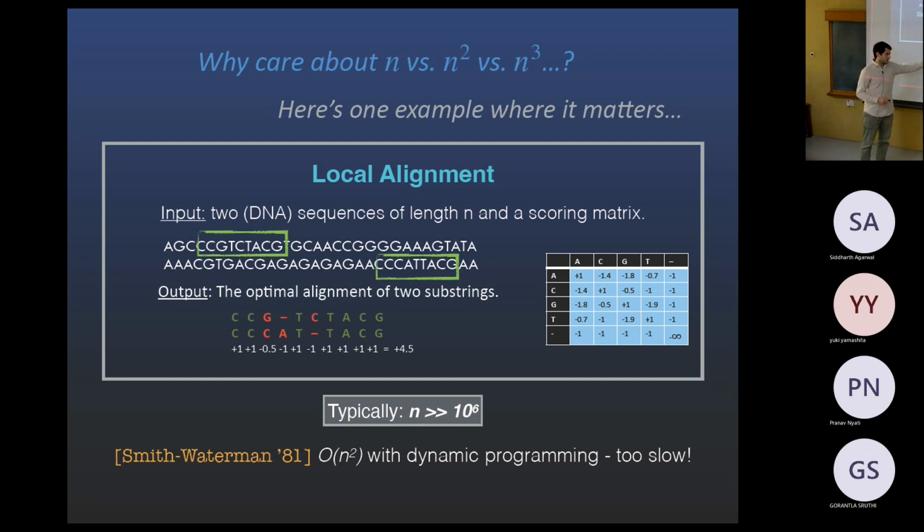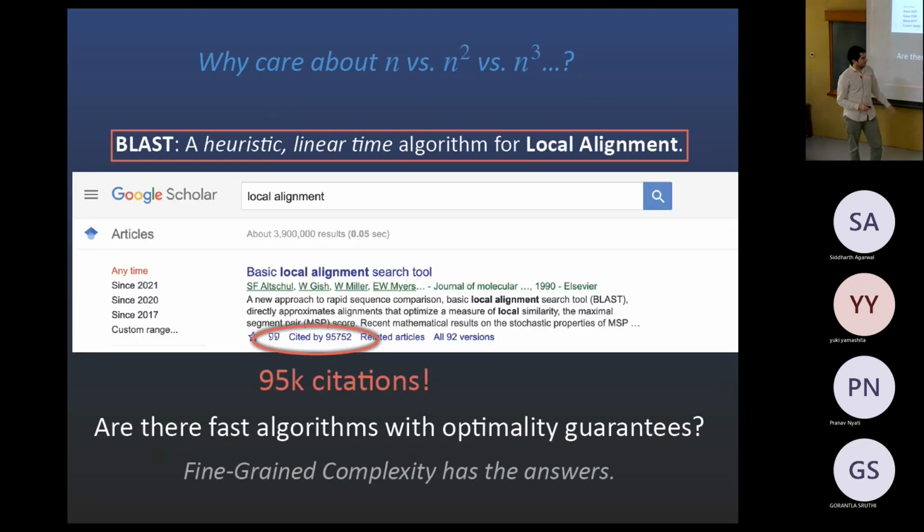And typically you want to solve it on huge data, so this n squared is really impractical. If you Google Scholar the name of this problem, you get this other paper solving this problem. It's one paper solving one problem with one algorithm called BLAST. It's heuristic, so it's not guaranteed to find the optimal answer according to the way the problem was defined, but it's linear time as opposed to quadratic. And this is the largest number of citations I've ever seen. So this is one example where quadratic versus linear really makes a difference.